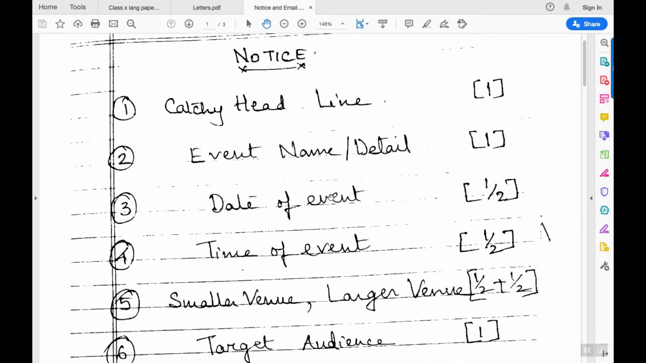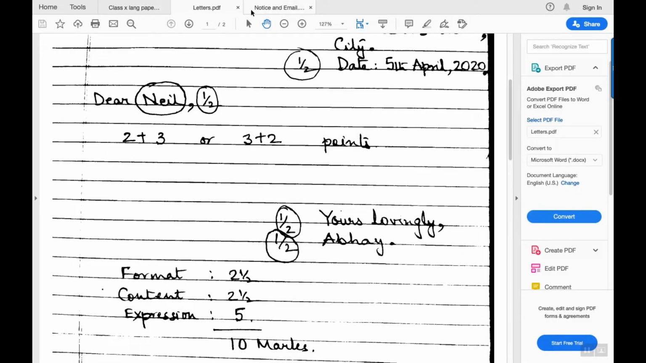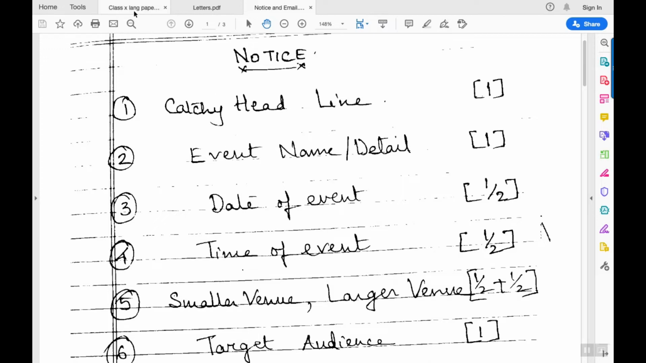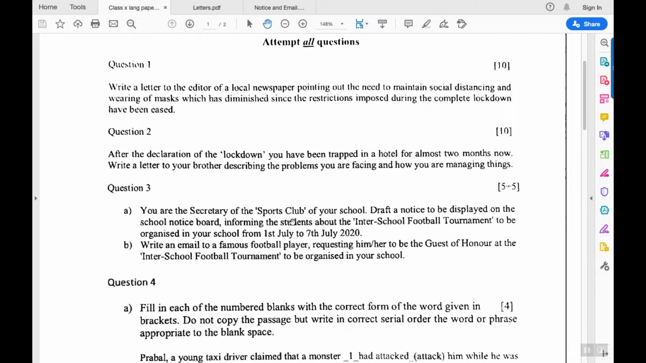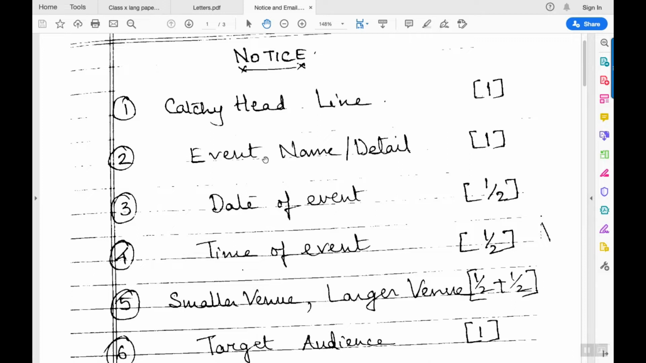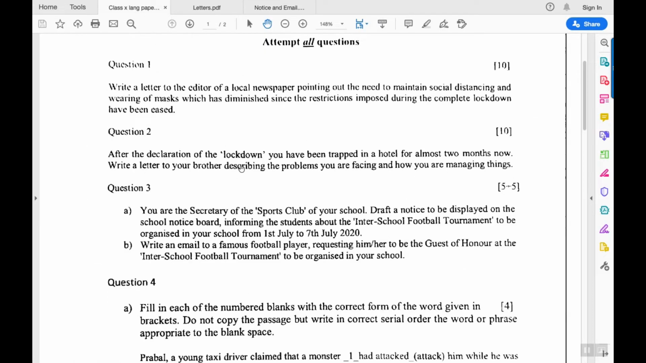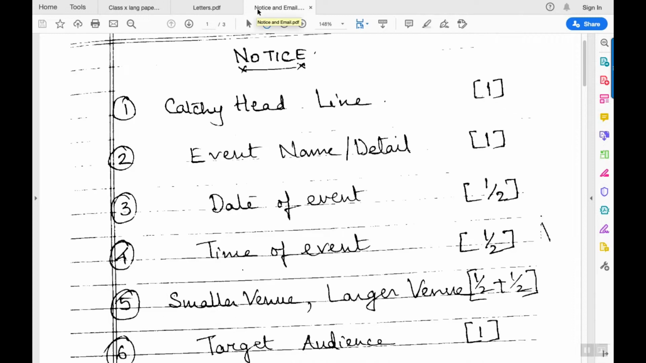Then the date of the event. Coming to the question: you are the secretary of the sports club of your school. Draft a notice to be displayed on the school notice board informing the students about the inter-school football tournament. So here, the name of the event will be inter-school football tournament, and accordingly you can form a small, short, catchy headline. Date of event is mentioned. It is from 1st of July to 7th of July 2020. So date of event will come here. It is of half marks.